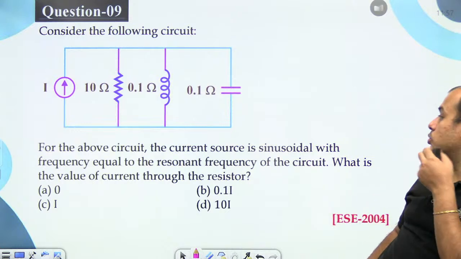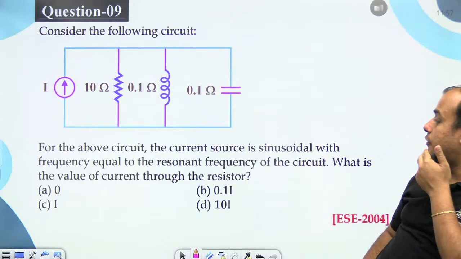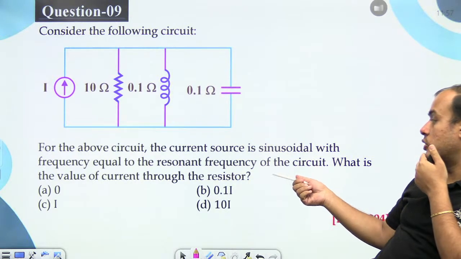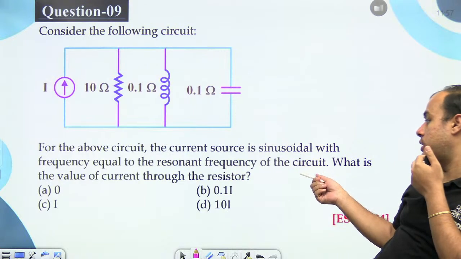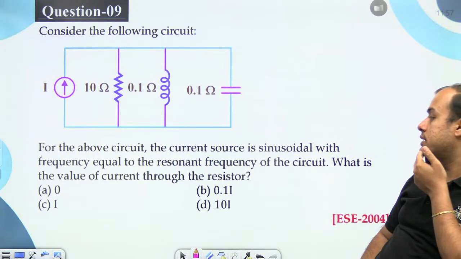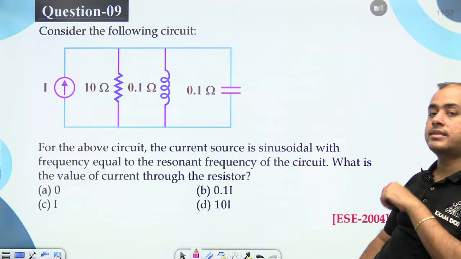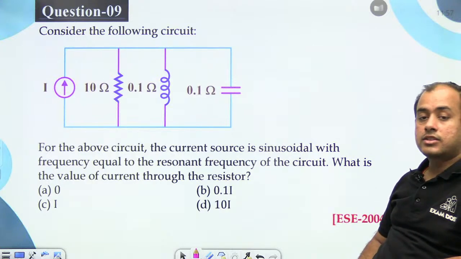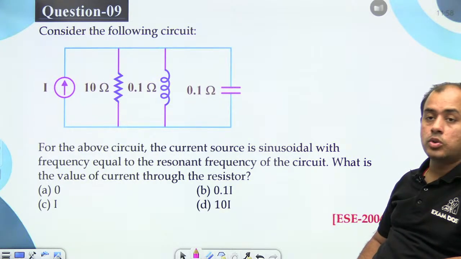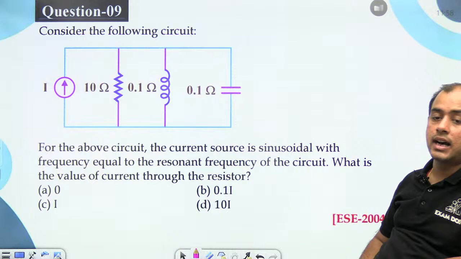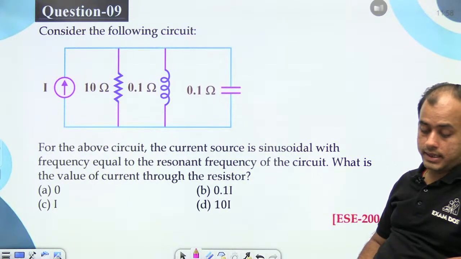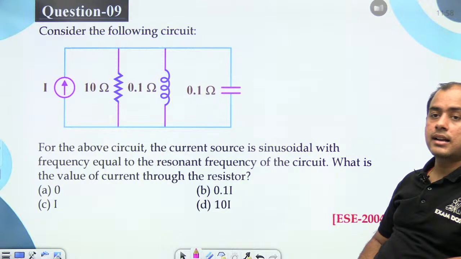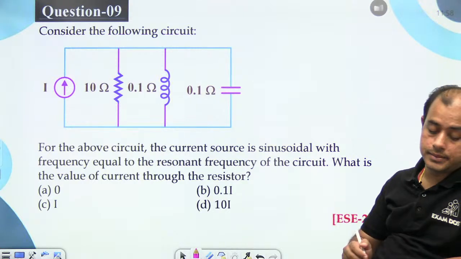Next, ESE 2004. Consider the following circuit. Current source is sinusoidal with a frequency equal to resonant frequency. What is the current through the resistor? The source frequency is equal to resonance frequency. What is the resistor current? बोलो भाई. What is the current through the resistor?